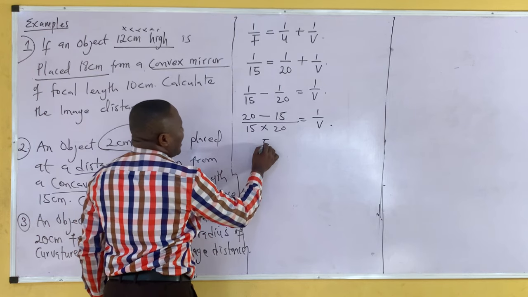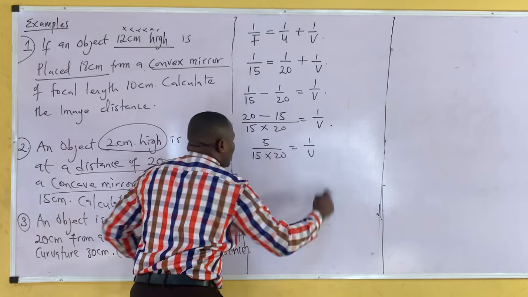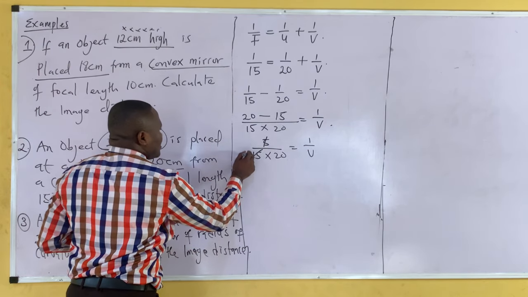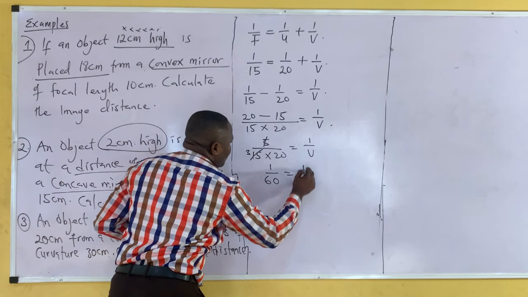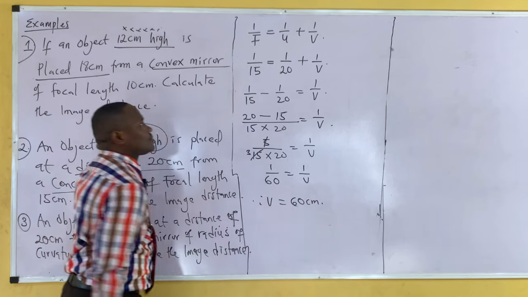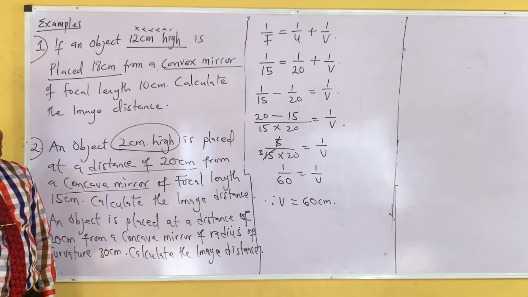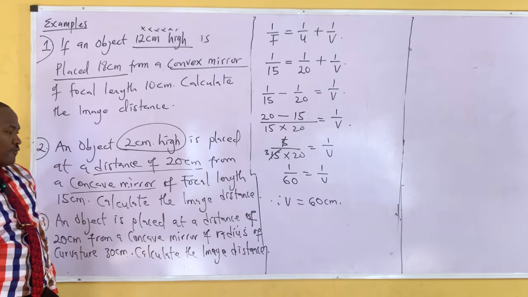So I have 5 over 15 times 20 equals 1 over v. Turn it upside down. This cancels this first, you have 3. So I have 1 over 60 equals 1 over v. Therefore, v is equal to 60 centimeters. That's our v. Now, what about if we want to go further?